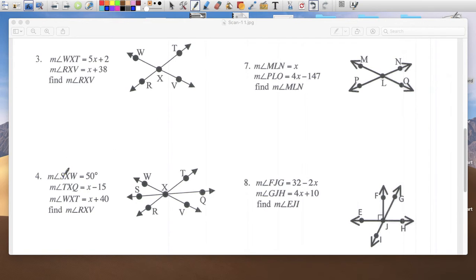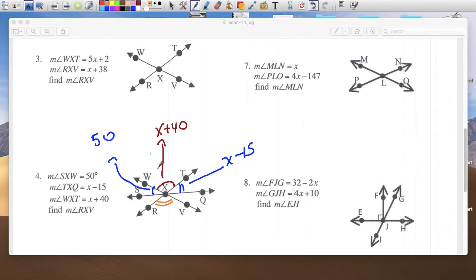Ooh, a lot of numbers here. SXW, this tiny angle right here, is 50. TXQ, which is here, this one is x minus 15. And then WXT, the one in the middle, is x plus 40. Find angle RXV. So they're asking us for this orange angle right here.